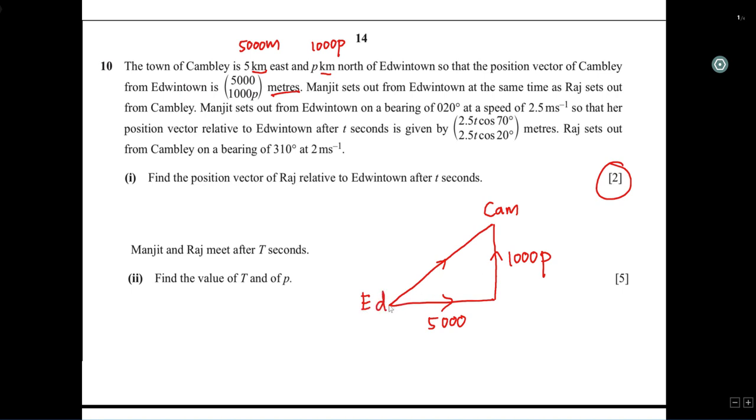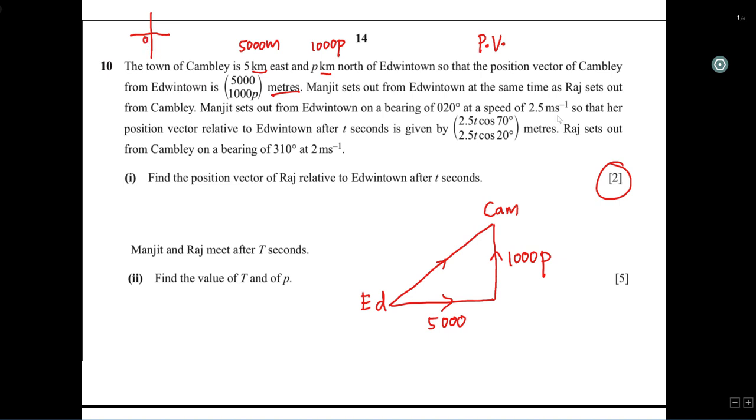If you want to go from Edwin Town to Cambly, this is the position vector. Position vector means the position. The position of Cambly is 5,000 and 1,000p meters. You should understand the meaning of position vector: it is basically a position. So the position vector is built from what? If you have the Cartesian plane, we know all the coordinates are built based on the origin.